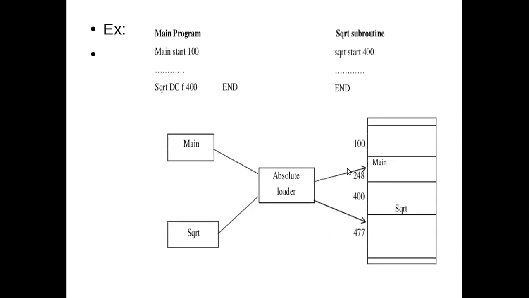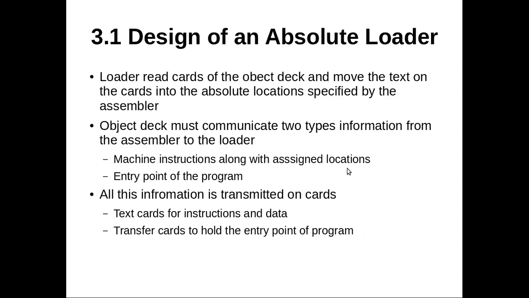Now we are moving on to the design of an absolute loader. The design of an absolute loader mainly includes the algorithm. Before starting, we have to understand that, as I told you, the output of the assembler will be stored on cards. It is called the object deck or object program. The object deck will contain a set of cards.